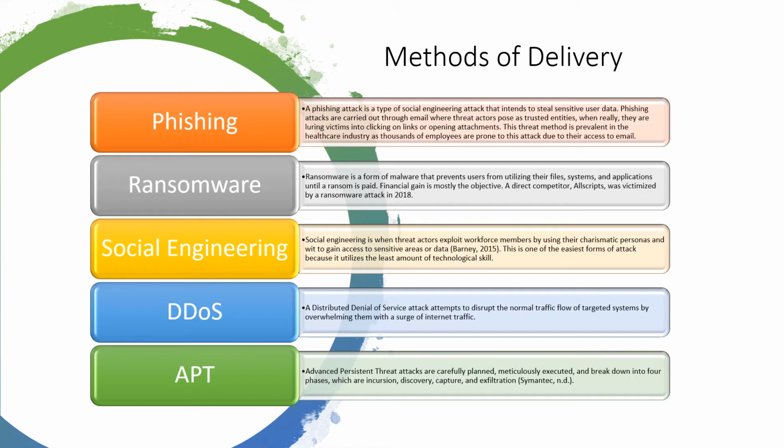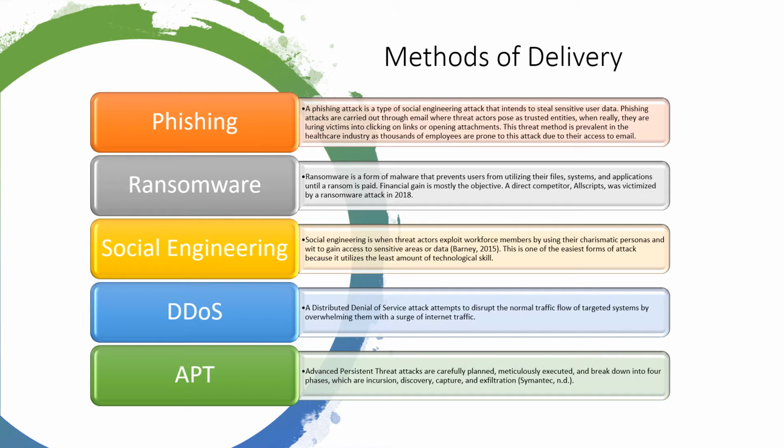Ransomware is a form of malware that prevents users from utilizing their files, systems, and applications until a ransom is paid. Financial gain is mostly the objective. Social engineering is when threat actors exploit workforce members by using charismatic personas and wit to gain access to sensitive users or sensitive areas or data. This is one of the easiest forms of attack because it utilizes the least amount of technological skill.